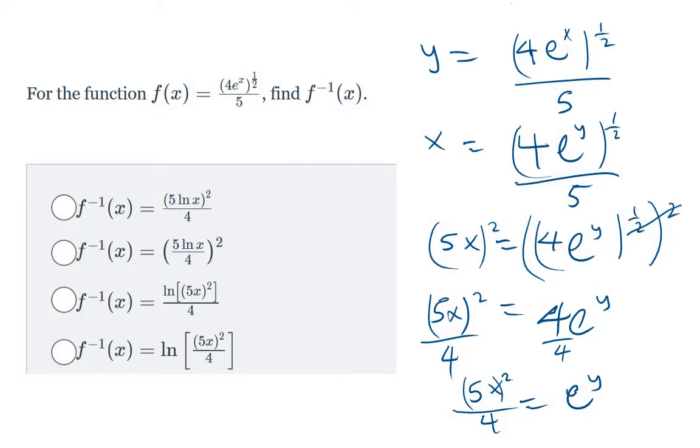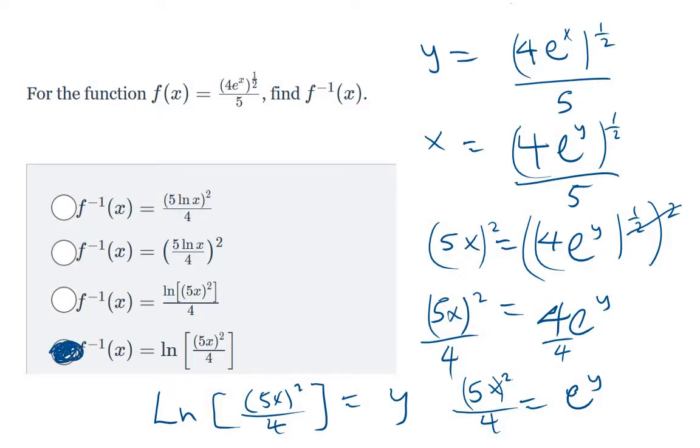And of course the last step is to take the ln of both sides. So if you take ln of both sides, it will be ln of this quantity all divided by 4 will give you your y, and that is answer choice number, the last one. Okay, that's the last one.